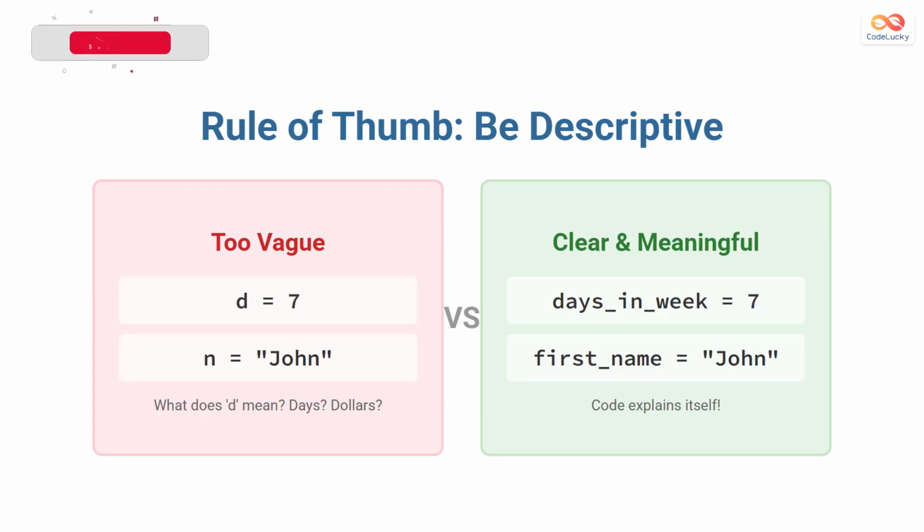One of the most important best practices is to be descriptive. Avoid single-letter names like d or n unless it is for a simple counter. Instead, use names like days_in_week or first_name. This makes your code self-documenting and much easier to read.